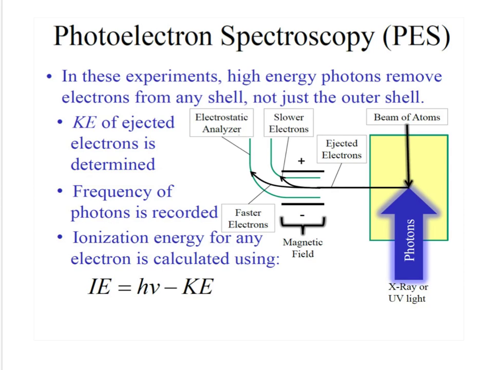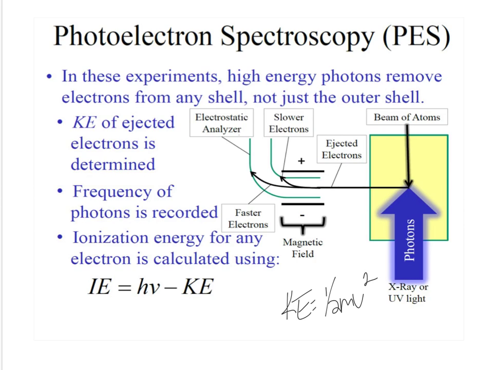So the electrons that are ejected with higher velocities will experience less acceleration towards the positive plate in the magnetic field. The location where the electrons strike in the electrostatic analyzer is used to determine its velocity. So the kinetic energy of the electron can then be calculated using this equation. Only 1 electron is removed from each atom, but that electron can come from any shell. Removing a second electron from an atom wouldn't give us any useful data because removing a second electron always is going to require more energy than removing the first.